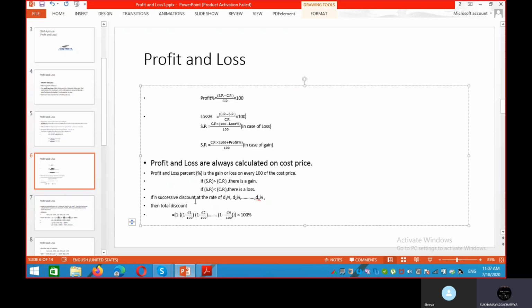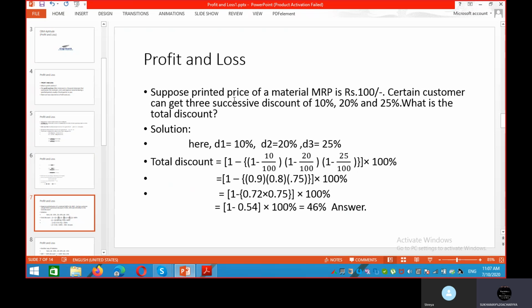If there are n successive discounts at the rate of D1%, D2% up to Dn%, then the total discount is equal to 1 minus the product of (1 minus D1 by 100), (1 minus D2 by 100), up to (1 minus Dn by 100), into 100%. Let us discuss successive discount with an example. Suppose the printed price of a material, the MRP, is rupees 100. A certain customer can get 3 successive discounts of 10%, 20% and 25%. What is the total discount?